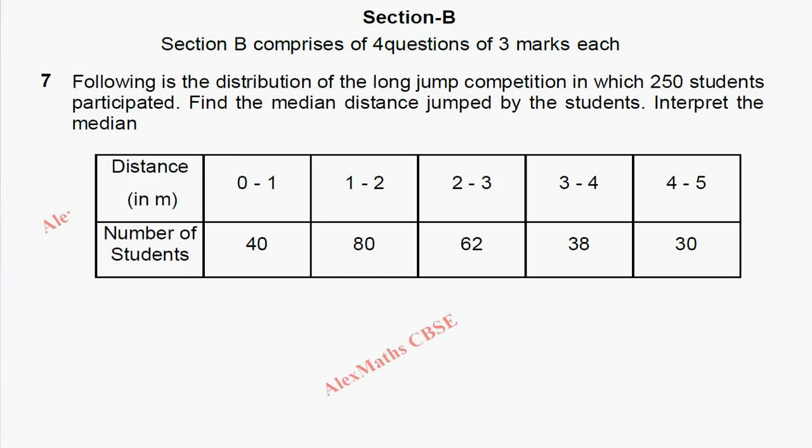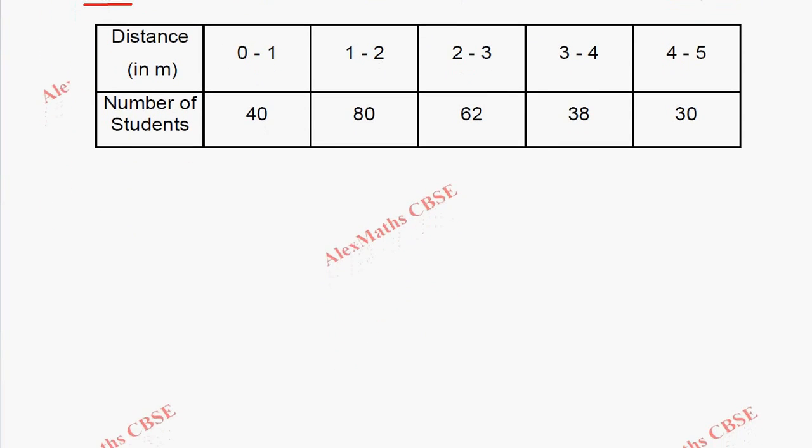Now section B. In section B, we have 4 questions of 3 marks each. Question number 7. Following the distribution of the long jump competition in which 250 students participated, we have to find the median distance jumped by the students, and we have to give the interpretation about the median. Now the table is given. We are going to rewrite this data.